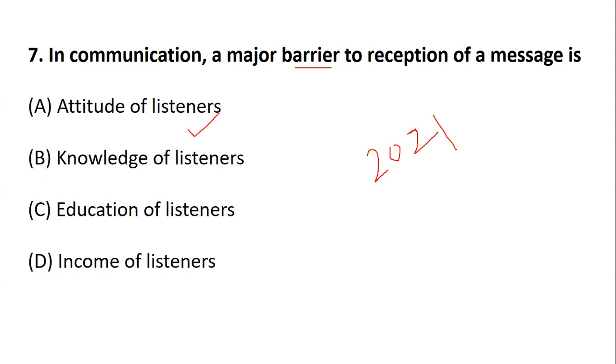They said that if you are communicating, a barrier can be what? Attitude, knowledge, education, or income. So when you look at all of them, the major barrier will be what? The major barrier will be attitude. Okay, please try to understand, because knowledge can never be a barrier. You can take control of it, education also, income also. But if you don't have the right attitude as a listener, it can be a huge barrier, right?